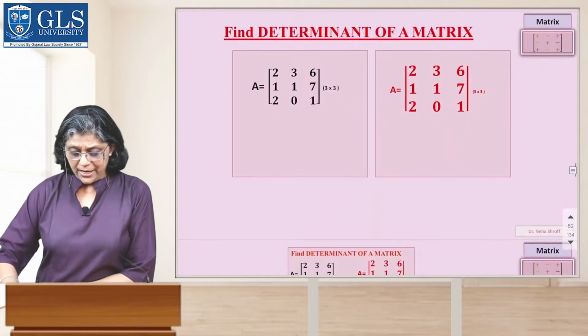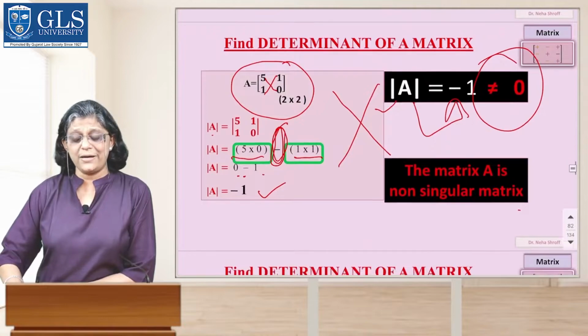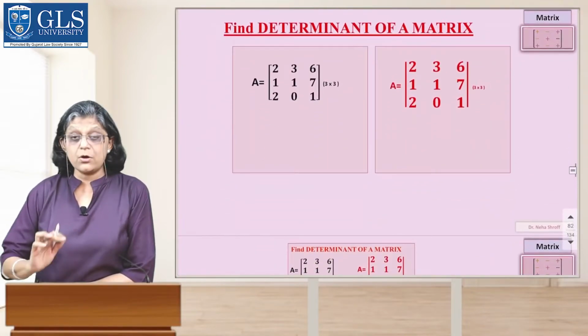Moving ahead, I think this was a 2 cross 2 order matrix. Now let us try with a 3 cross 3 matrix.